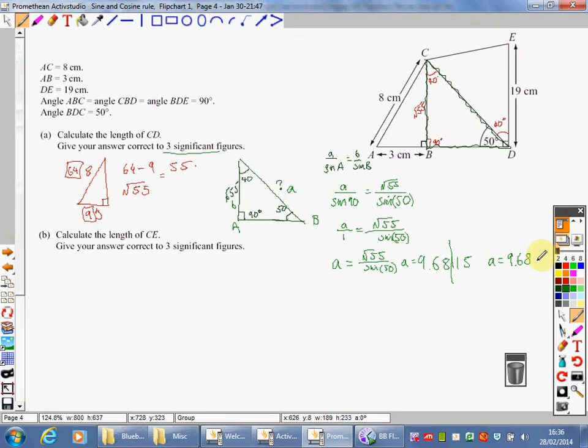Yep, centimetres. Okay, again, I've gone a bit wayward down here with this workings out. In the exam, we get given a lot more space than I had there, but I'm trying to squash the whole sheet of A4 paper onto one board here. Right, calculate the length of CE.